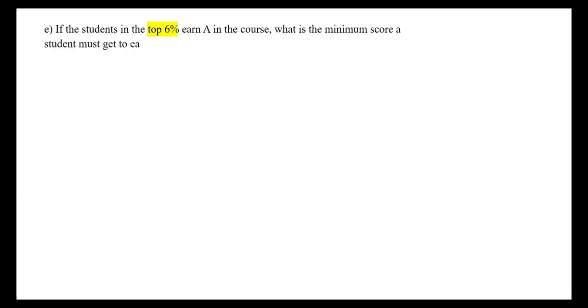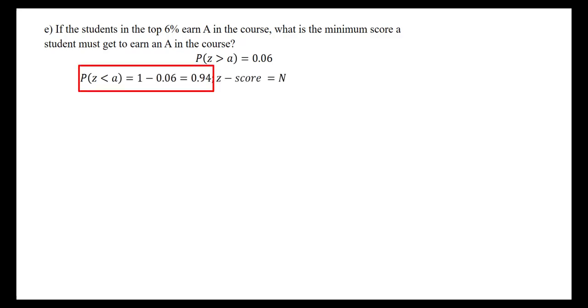The next question says, if the students in the top 6% earn an A in the course, what is the minimum score a student must get to earn an A in the course? Now, in this case, my probability of z greater than a is equal to 0.06. So I need to find a z-score value that will give me the top area of 6%. Again, we always use the table or Excel, which gives us the area below that point. So by symmetry, this is synonymous to a lower area of 1 minus 0.06, which is 0.94.